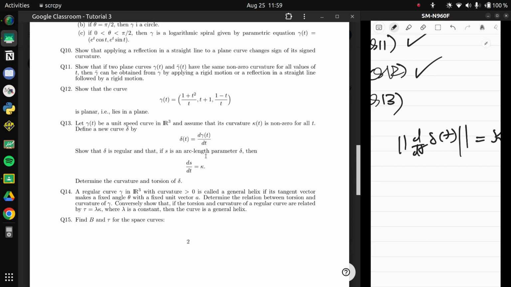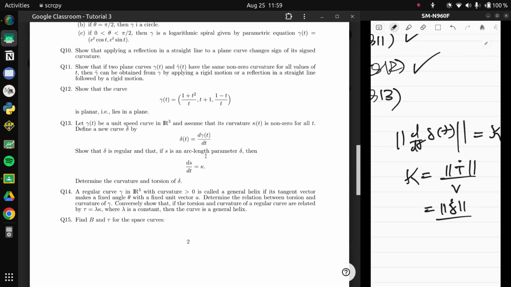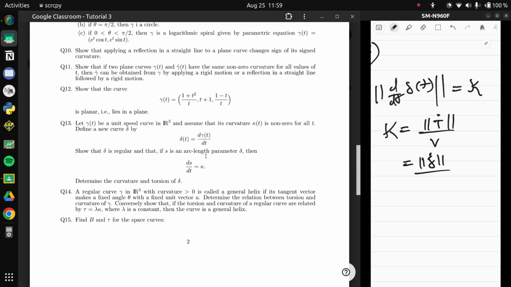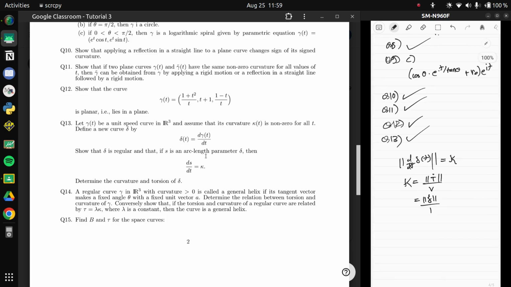Right. How do you define kappa? Kappa is usually defined as, you know, the magnitude of T dot upon v, right? In this case, that will be delta dot upon velocity, magnitude of that exactly. That's just one. It's unit speed. So guess what? This was actually very easy. It is in fact correct. Next question.